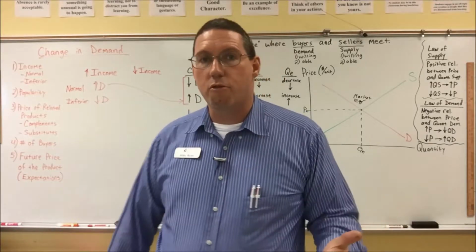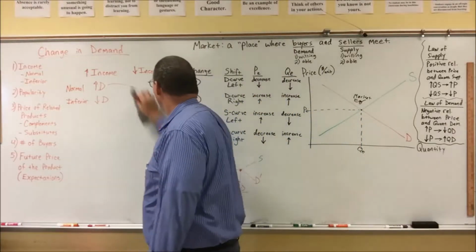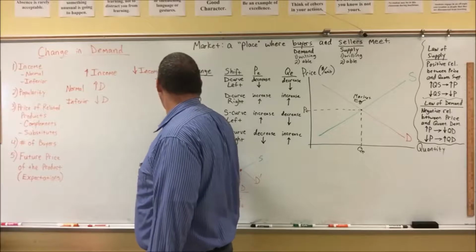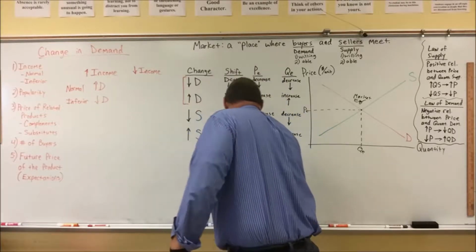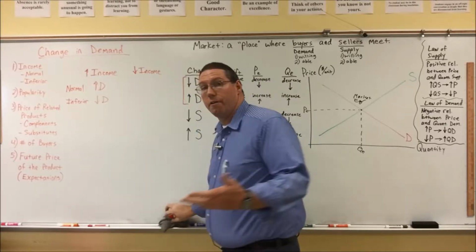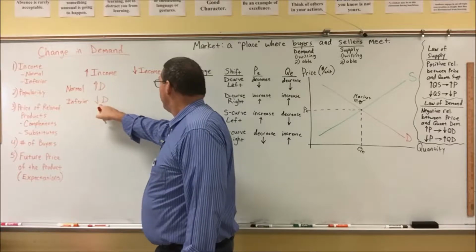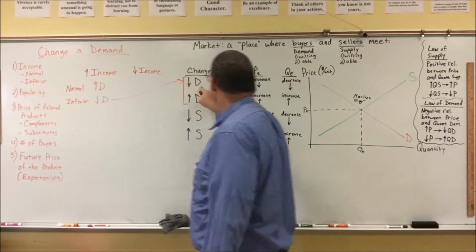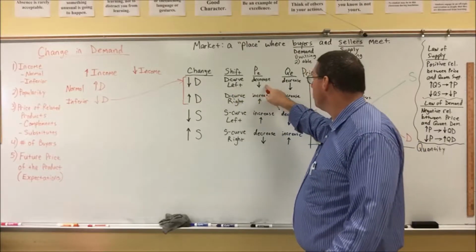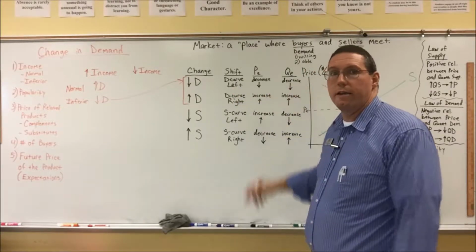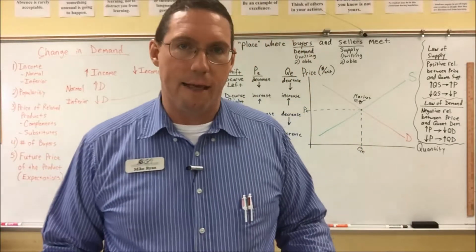Now let's see what happens to the inferior good when income goes up. When income goes up, demand for the inferior good will go down. People will want to buy less of it because now they can afford the other thing. Demand goes down. That means that the demand curve will shift to the left. Then the price will decrease and also the quantity demanded will decrease.